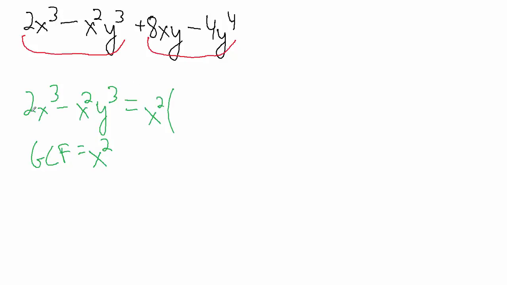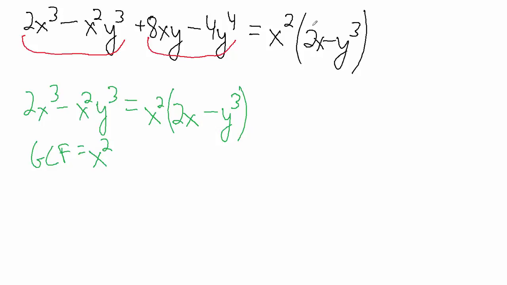So x squared, what do we have left over from 2x cubed? We end up with 2x. If we pull an x squared out of x squared y cubed, what do we have left over? A y cubed. So far, 2x cubed minus x squared y cubed equals x squared times the quantity 2x minus y cubed. Then the plus sign translates to a plus sign over here.